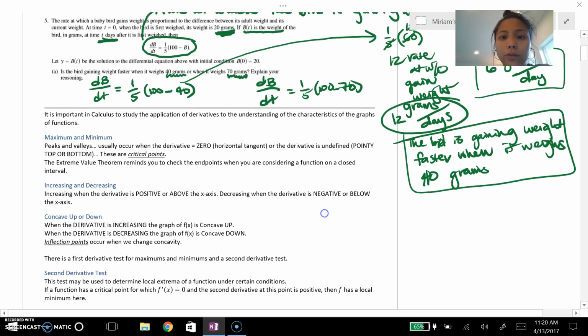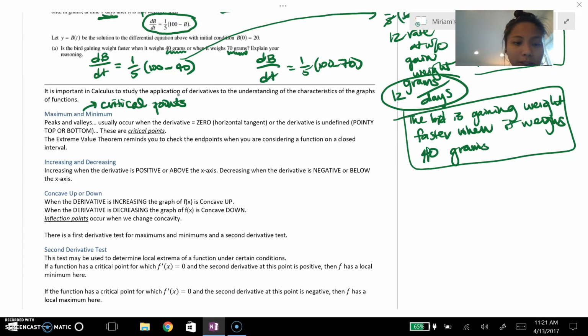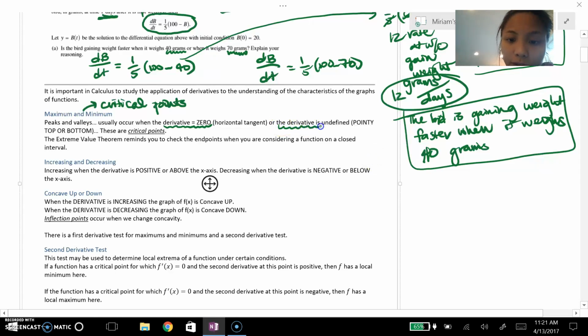Okay, the main focus of the review today is applications of derivatives. It's important in calculus to study the applications of derivatives to the understanding of characteristics of graphs and of functions. The first thing we learn for applications is maximum and minimum. So we also call this critical points. That's peaks and valleys, meaning top and bottom. It usually occurs when the derivative is equal to 0, or if the derivative is undefined, meaning pointy top or bottom.